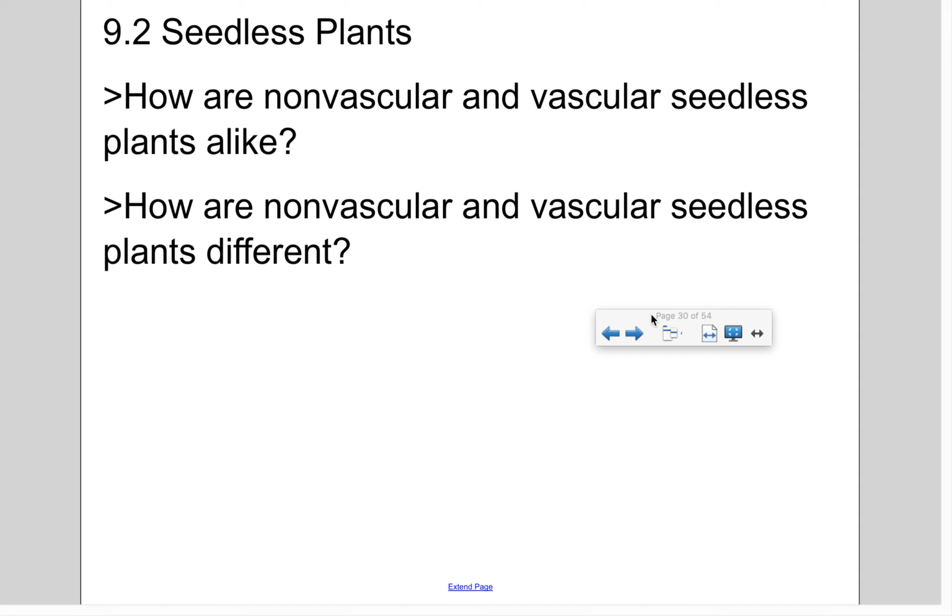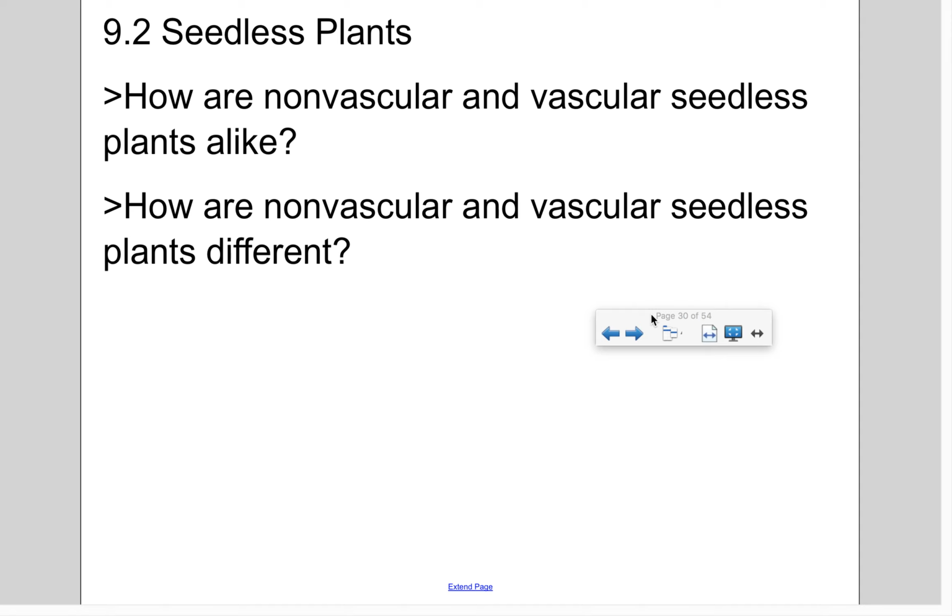Okay, so that's it for today's lecture. Short and sweet. Seedless plants. How are they alike? Well, I sure hope that you say that they are plants and that they are considered seedless. They don't have seeds. They use spores. Oh gosh, I just flipped those. I'm so sorry. Okay, they're alike in that they both have spores.